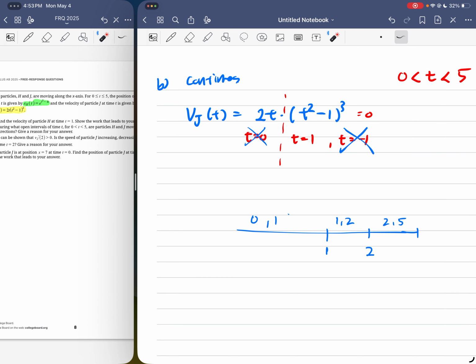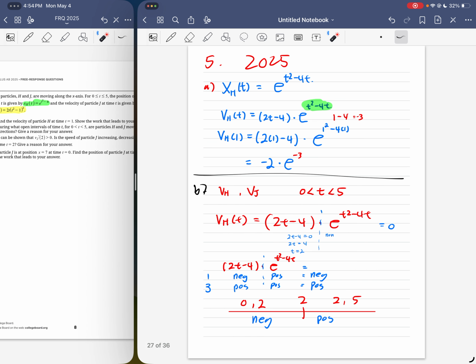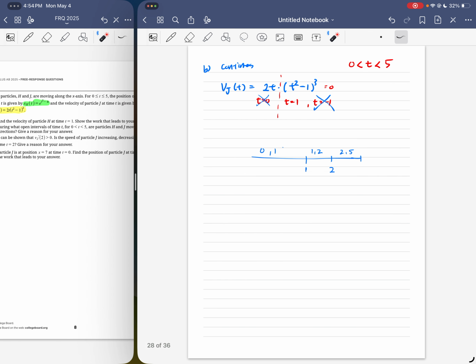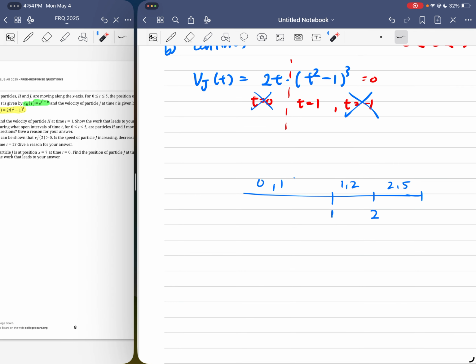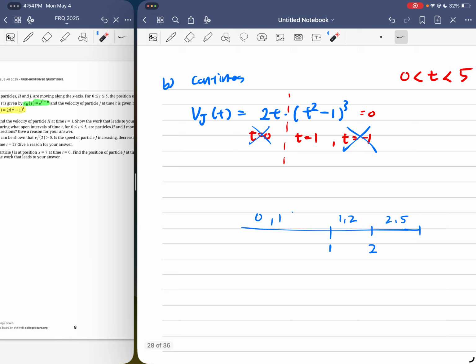Now you may ask, why do I choose 2? Because here, do you see we had differentiated between these two? So here I'm just doing it just in case. All right, so let's do this. Let's copy this one down: 2t times (t squared minus 1) to the third power. Let's see what this gives us.